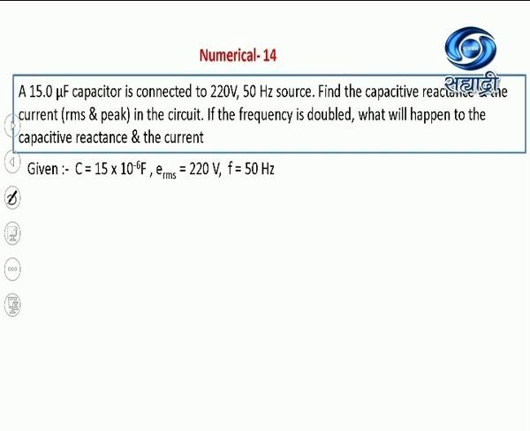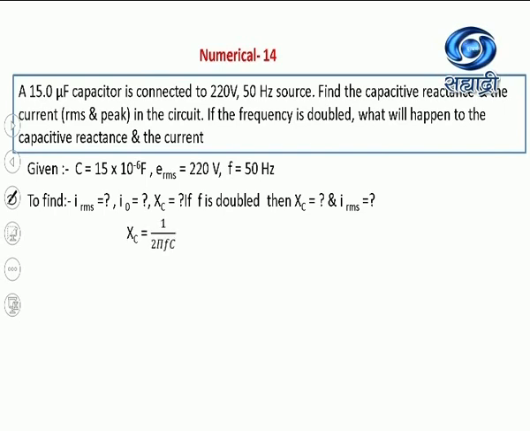Whenever voltage and frequency are given in the problem, the value given is always the RMS value. So whenever they say that any device is connected to so many volts and so many hertz frequency, the voltage given is always RMS. That's why E RMS is 220 volt and the frequency of the source is 50 hertz. We have to find RMS current, peak current, capacitive reactance, and what will happen if the frequency is doubled.